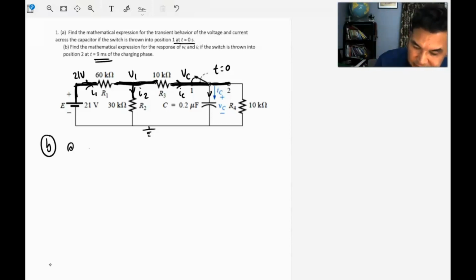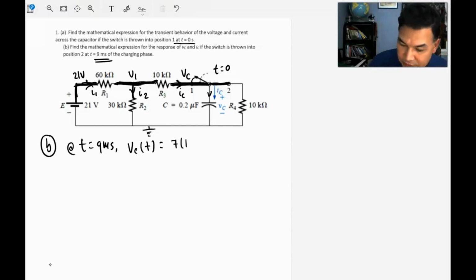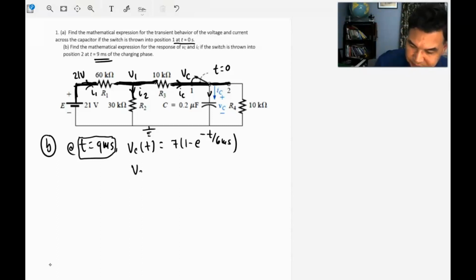So at t equals 9 milliseconds, what is the voltage across the capacitor? From our part A, we know the voltage across the capacitor changes based on this 1 minus e to the power of negative t over tau. If you go back and see, 6 milliseconds is the time constant. Now if you put time as 9 milliseconds, that gives the voltage on the capacitor at 9 milliseconds. You calculate 9 milliseconds divided by the 6 millisecond time constant.